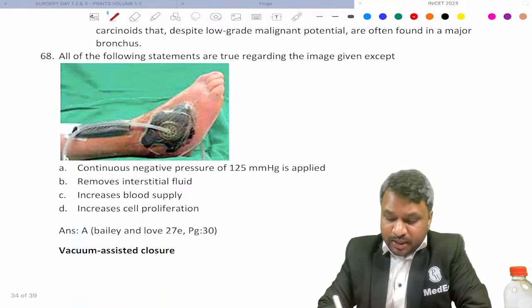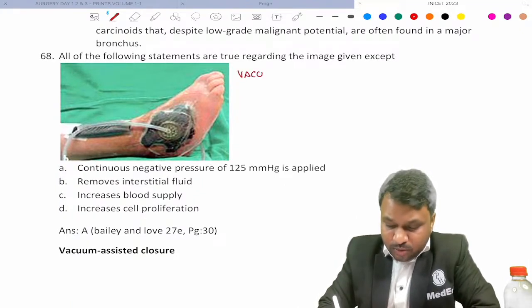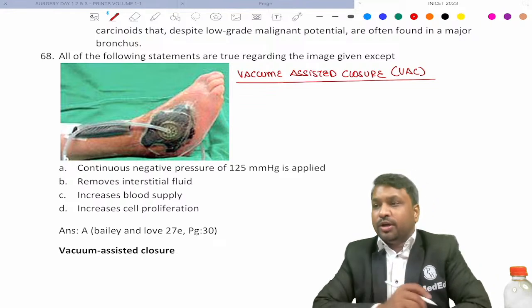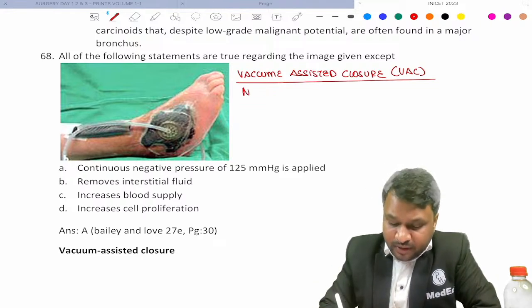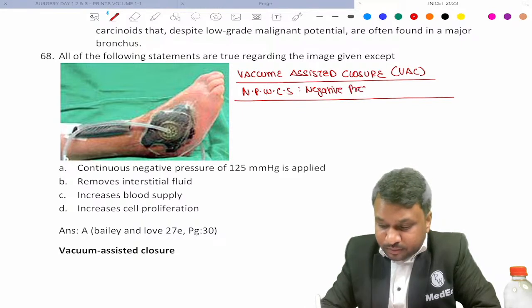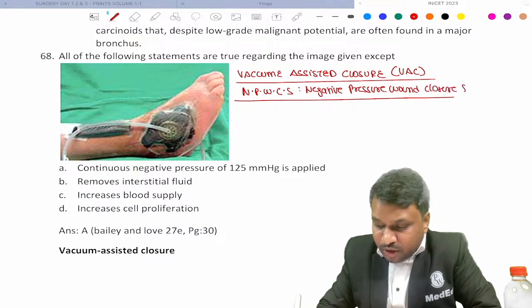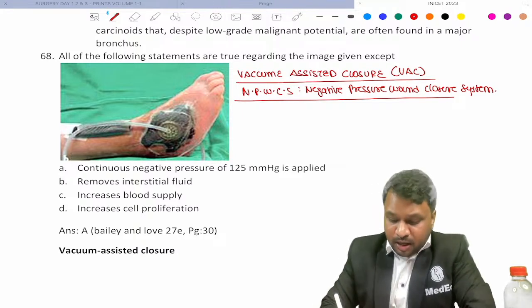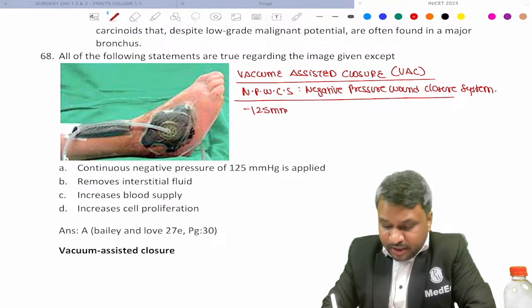Which of the following statements are true regarding the image? This is what we call the vacuum assisted closure. Now, the vacuum assisted closure, also called VAC, is an old term. The new term that we have is negative pressure wound closure system. That is NPWCS. It stands for negative pressure wound closure system, right? A pressure of minus 125 millimeters of mercury is exerted.